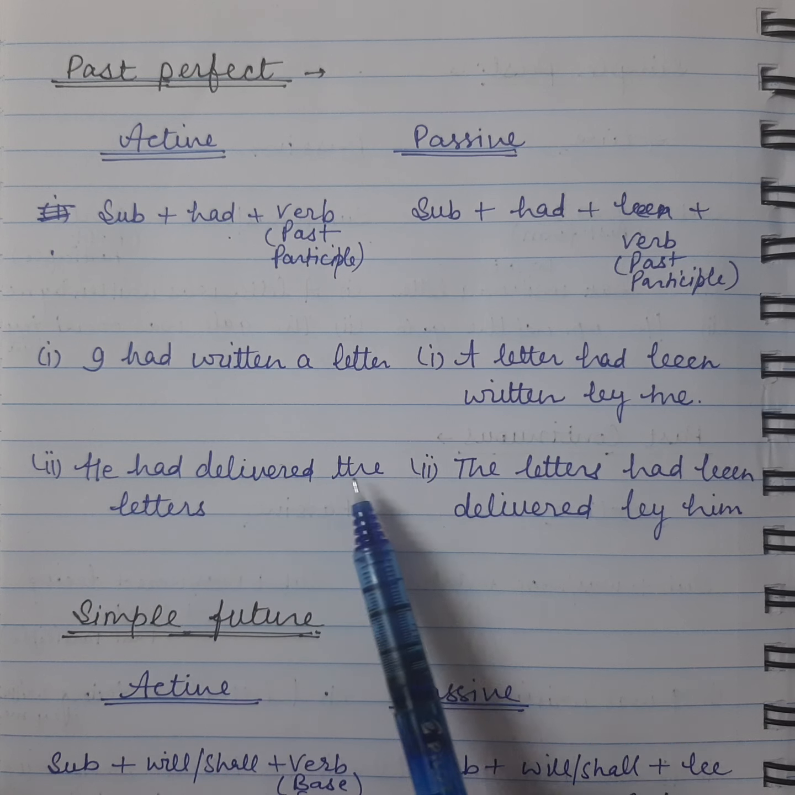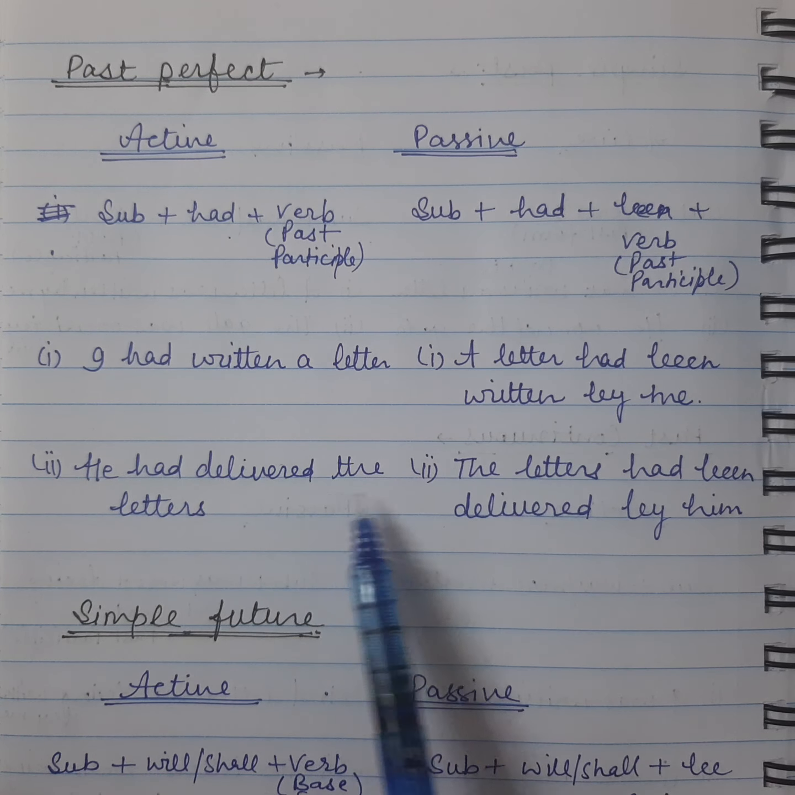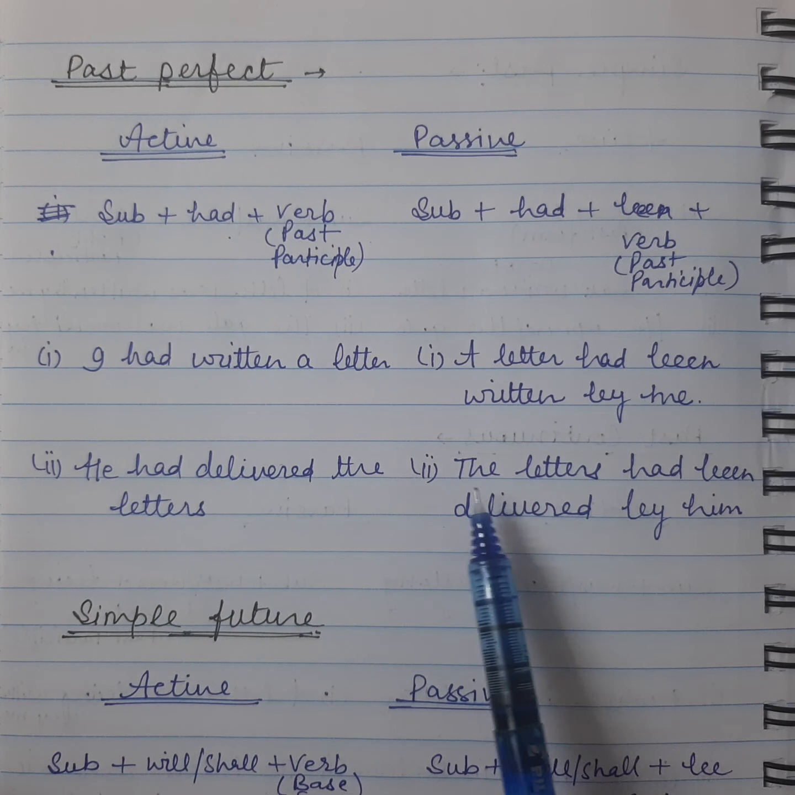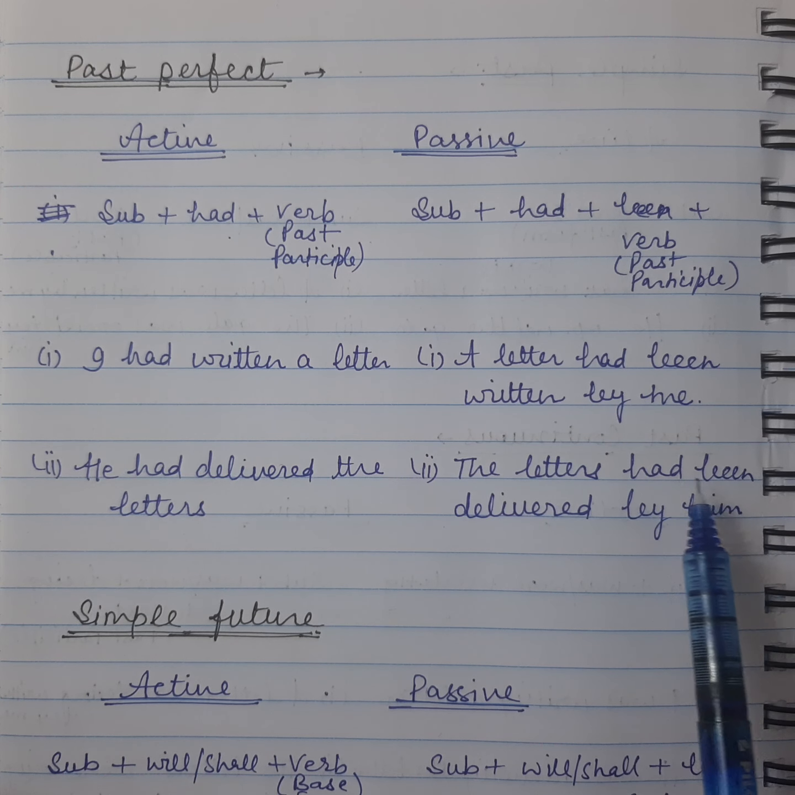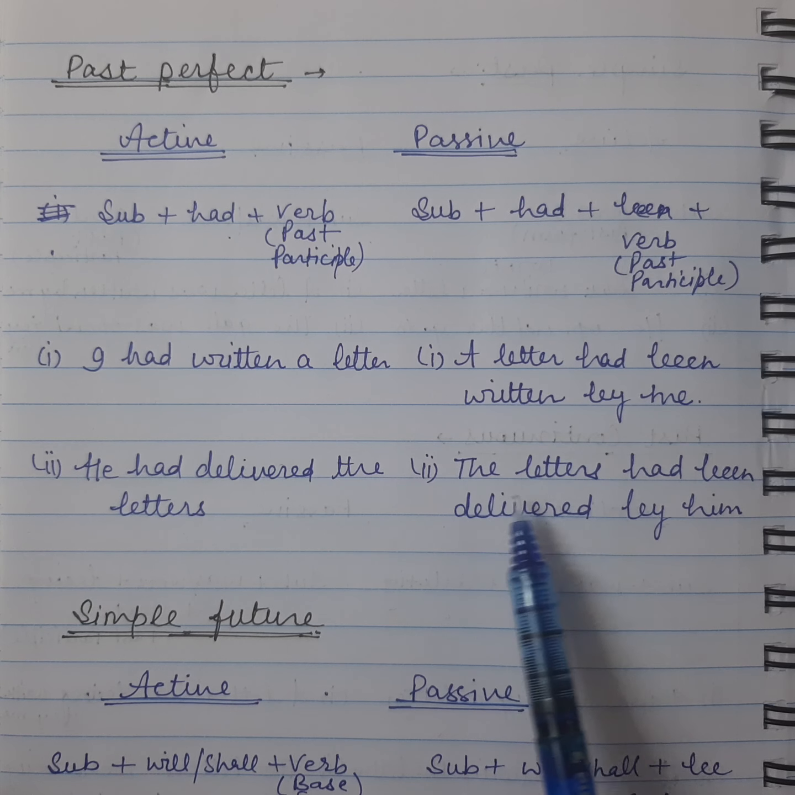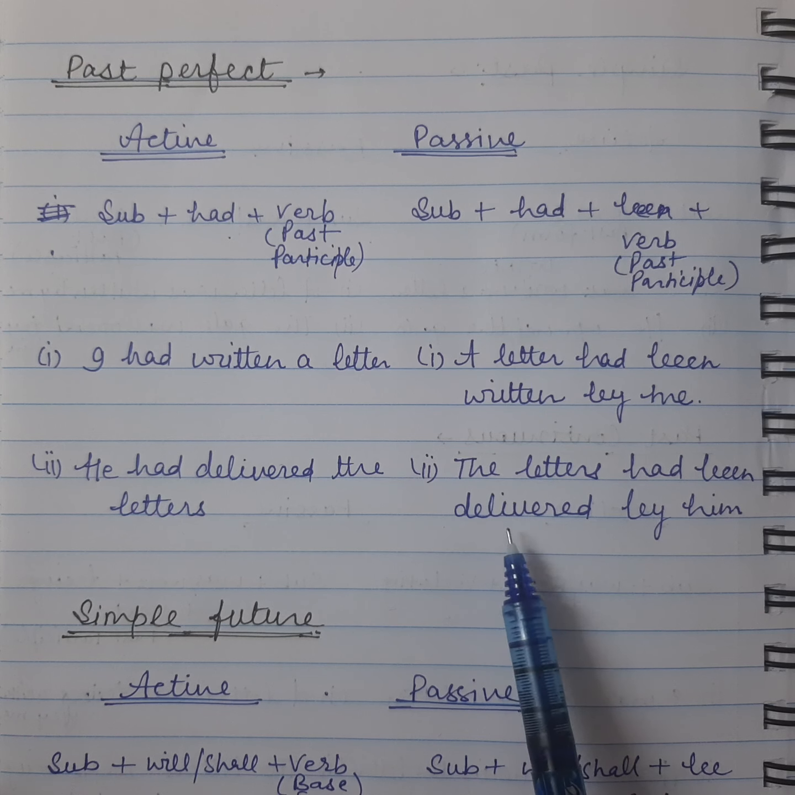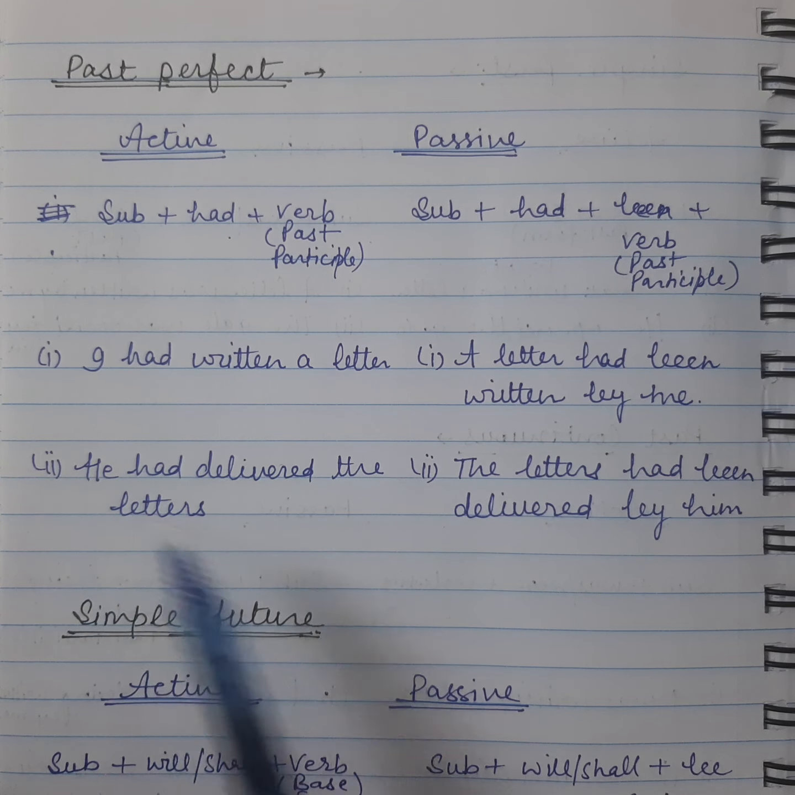Similarly, he had delivered the letters. So the letters, which is the object in active voice, will become the subject in passive voice. Then we have had, then been, then the third form or past participle of the verb deliver, which is delivered, and then by he will become by him.